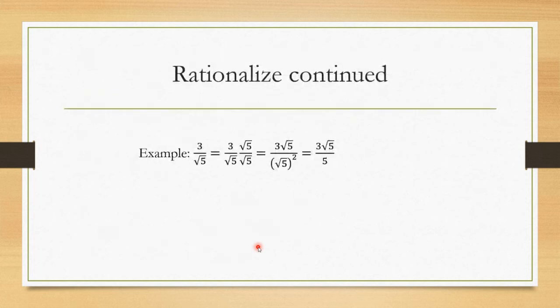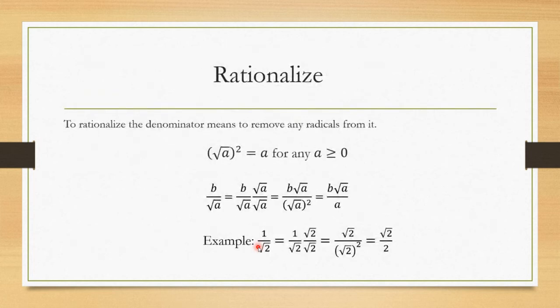Okay. Well, let's do rationalize. So basically here, when I say rationalize, I mean rationalize the denominator. And really to do that means you want to remove any radicals in the denominator. That's what it means to rationalize the denominator. You basically want any radicals in there, you want to remove them. Okay.